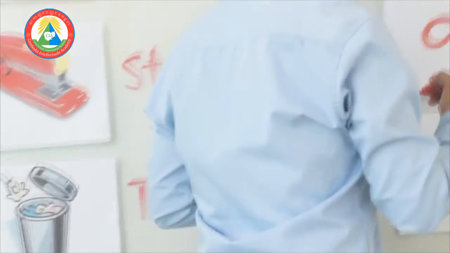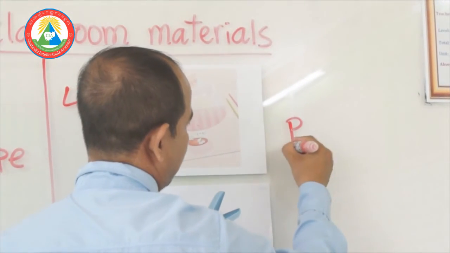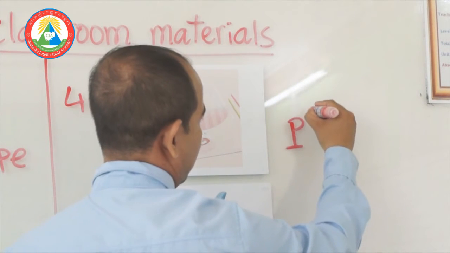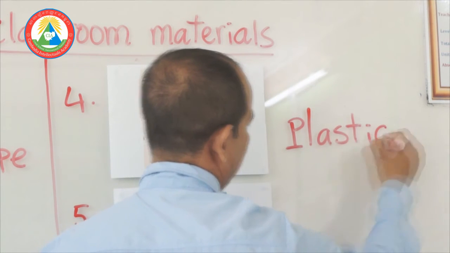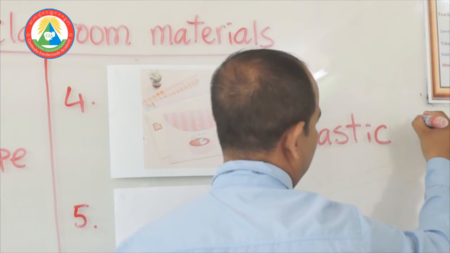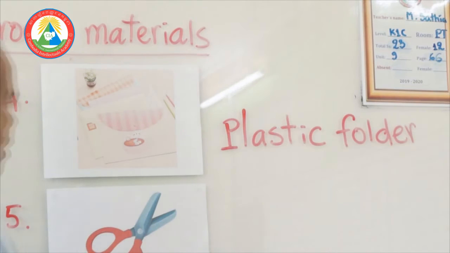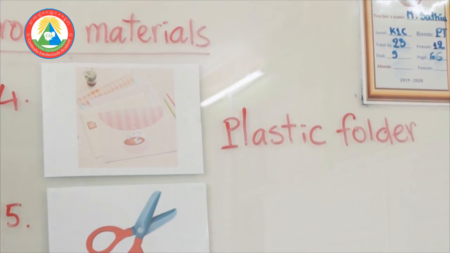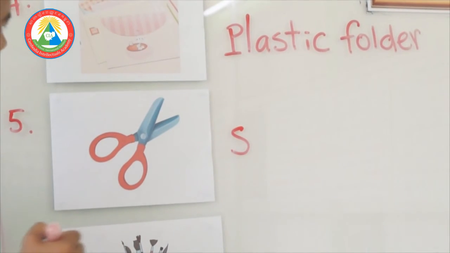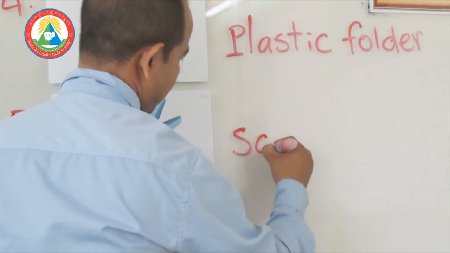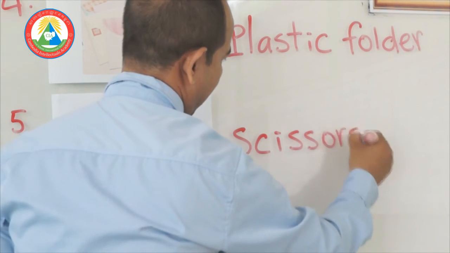And picture number four, plastic folder. Plastic begins with letter P: P L A S T I C. Folder: F O L D E R. Plastic folder. This one, scissors. The word scissors begins with letter S and then C I S S O R S. Scissors.